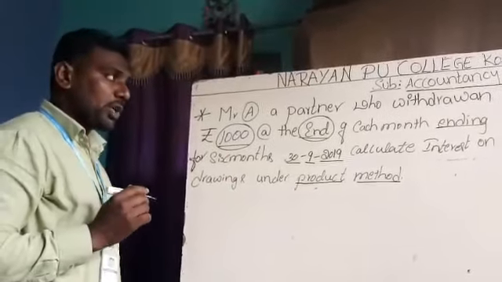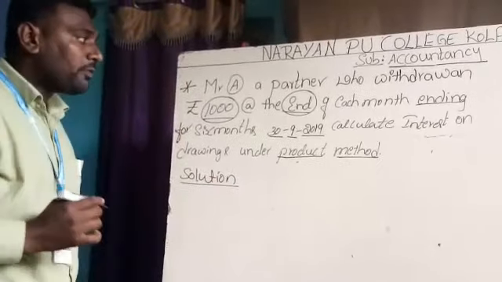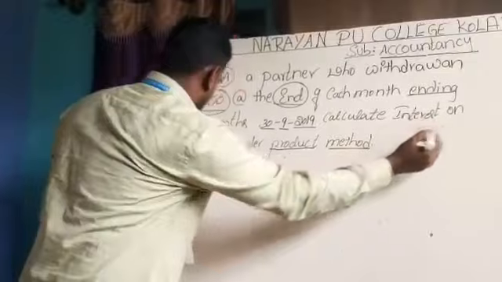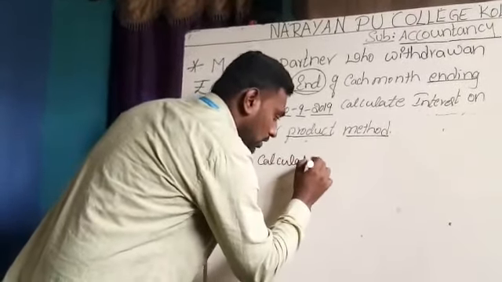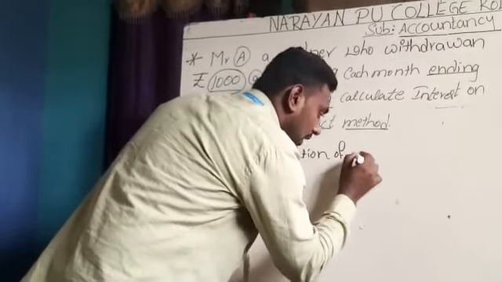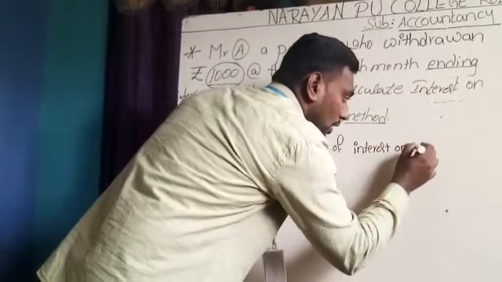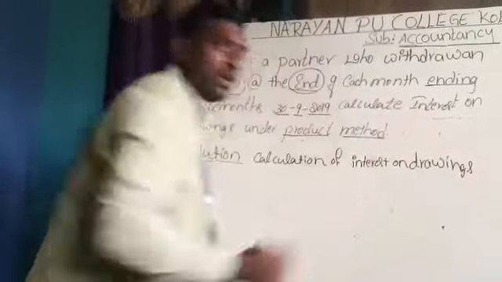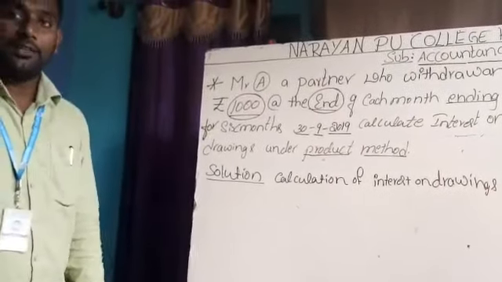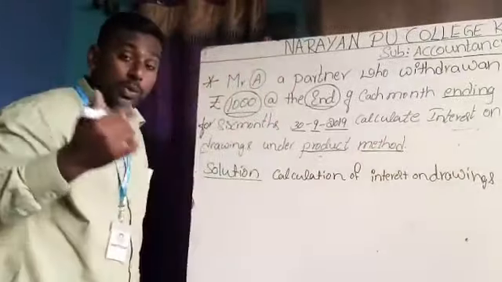Let's move to the solution. Under the solution, what we are going to calculate is the calculation of interest on drawings. First write down the heading: Calculation of interest on drawings. First we have to identify what we have to calculate, the interest on drawings.